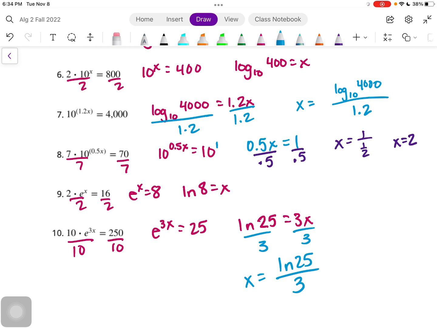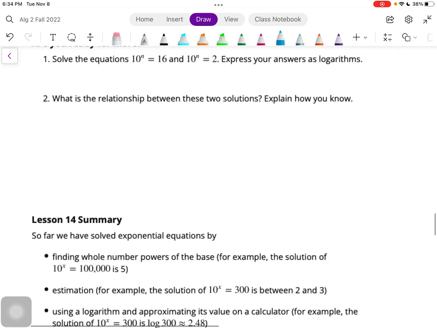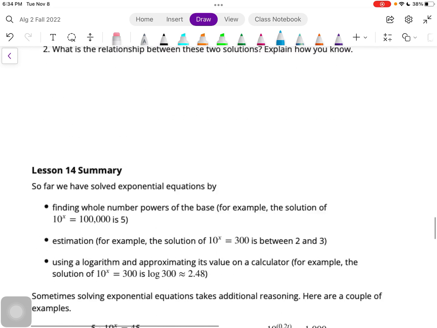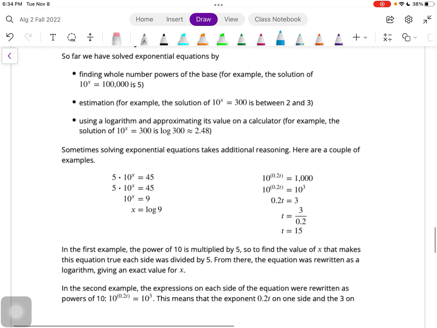And that is how you can solve equations using exponential equations. And then if you wish, there is a summary down here if you want to see a few more examples.